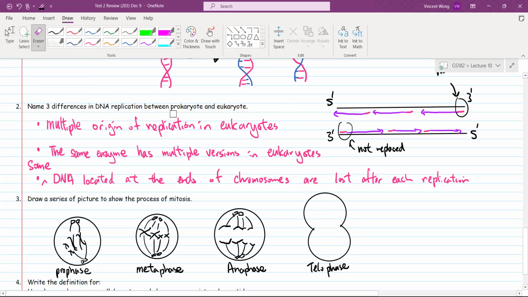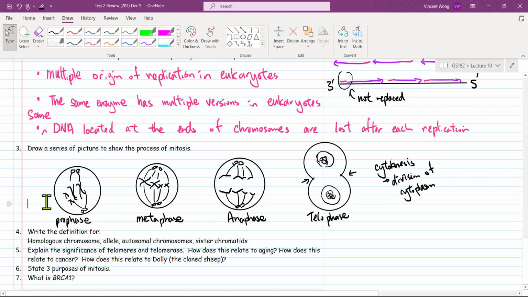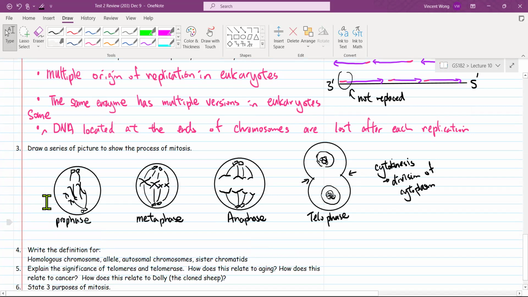Which is where you will separate the two cells and you're going to start to form your nucleus again. Okay, and then you're going to cut here, separate the cytoplasm, and the term for that is cytokinesis. Division of cytoplasm. Again, you don't have to draw this on the test, but you need to recognize what they look like. I'm going to show you pictures, and you have to tell me the right order.